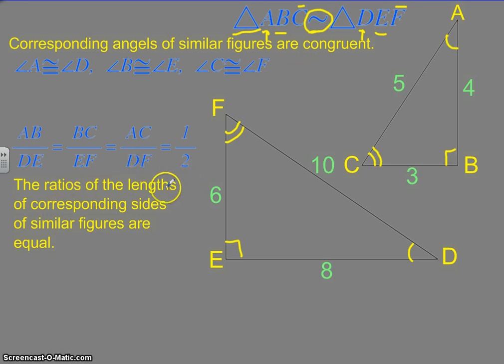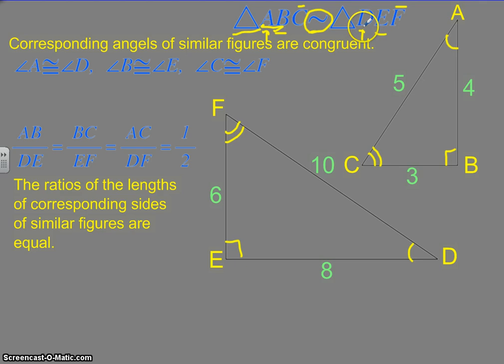The ratios of the lengths of corresponding sides of similar figures are equal. That means we can make a ratio comparing the corresponding sides, and those ratios will be equal for every set of sides we do that with. Okay, and I can look up here at this, and it's going to tell me what side corresponds to what side. Now a side has to have 2 points. Okay, AB is a side. That is a side length.